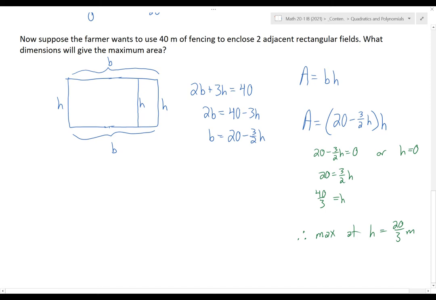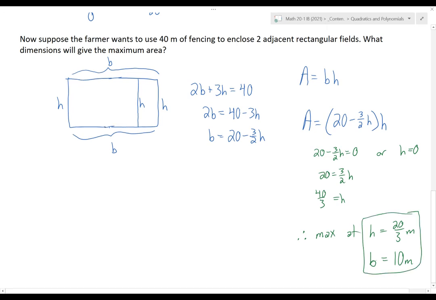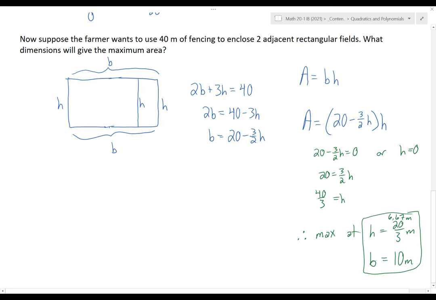Now, again, I want to know what dimensions, so I need to figure out what b is for that. So 20 over 3 times 3 over 2 is going to be 10, and then 20 minus that, 10 meters. So the dimensions are going to be 20 over 3 meters. You could absolutely state this as a decimal, so I could give this as 6.67 meters, 3 significant digits. But now it's no longer a square, but that is what it would take to have the maximum area.